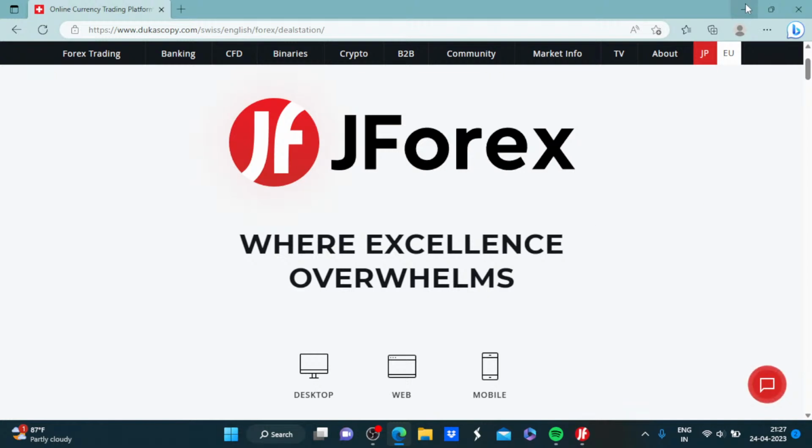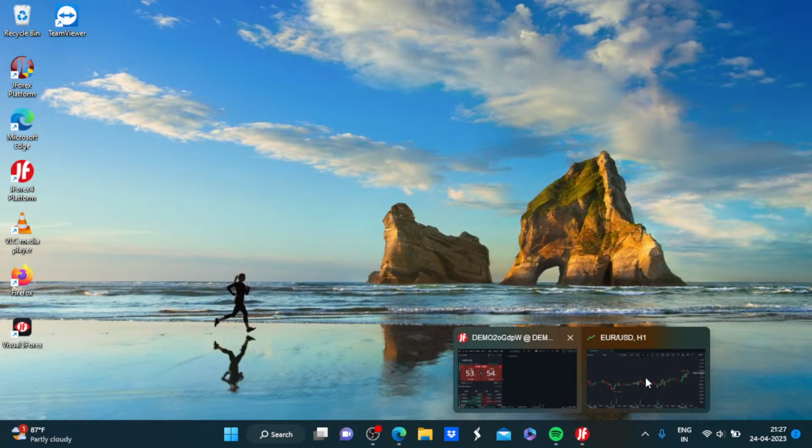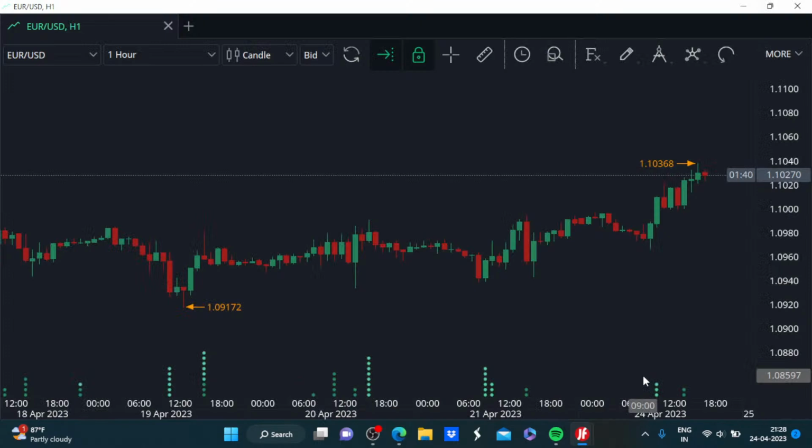So let us now head to the JForex 4, the newly released trading platform from the Dukascopy Bank SA. This is the chart of the Euro USD with each candle period defined as hourly. For this indicator to be added, all you have to do is a quick search, and here it comes, Gaussian channel.